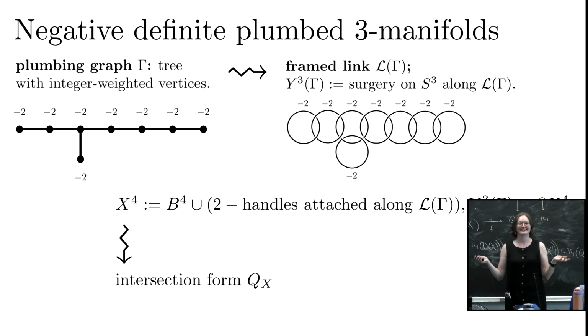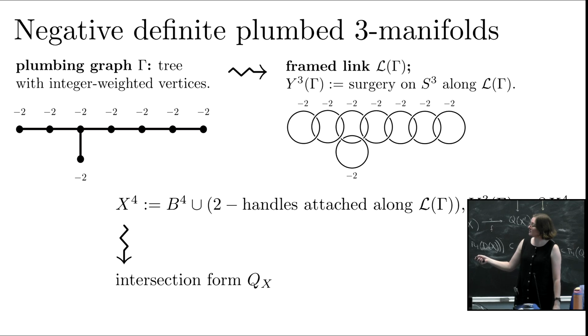So now I get to tell you what negative definite plumbed 3-manifolds are. Given a plumbing graph, we have a tree with integer weighted vertices. We can build a framed link, which I'll call L of gamma, where you take each vertex and have an unknot with framing equal to the weight of the vertex. Whenever two vertices are connected by an edge, you link those unknots together like so. This is the surgery presentation for a 3-manifold, because we have a framed link in the 3-sphere. So this graph tells us how to build a 3-manifold, Y3 of gamma.